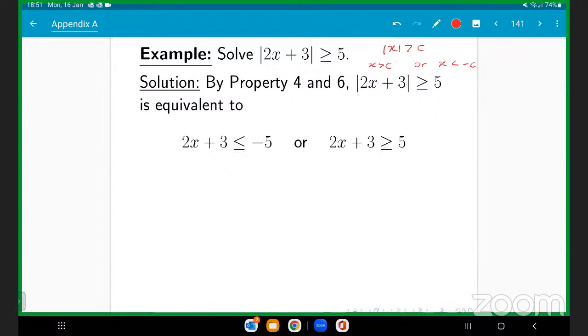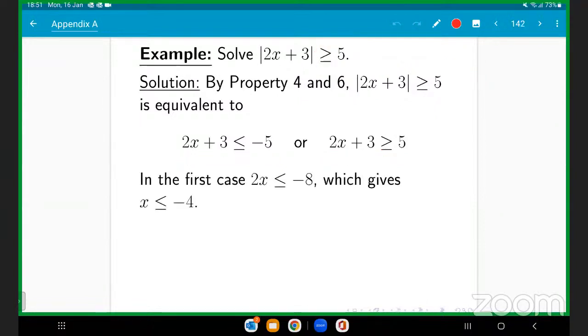So here, the stuff inside the absolute value is 2x plus 3. To drop the absolute value, it needs to be greater or equal to 5, or it needs to be less or equal to negative 5. Don't worry about whether it's a strict inequality or non-strict inequality, those rules 1 to 6 always apply when you are using absolute values. So now you can solve both of these inequalities in the usual manner.